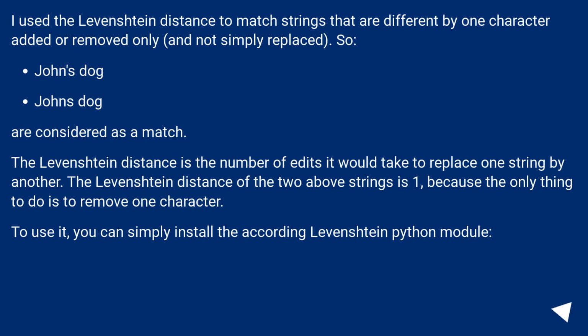I used the Levenshtein distance to match strings that differ by one character added or removed only, and not simply replaced. So John's dog is considered a match. The Levenshtein distance is the number of edits it would take to replace one string by another. The Levenshtein distance of the two above strings is 1, because the only thing to do is to remove one character. To use it, you can simply install the corresponding Levenshtein Python module.